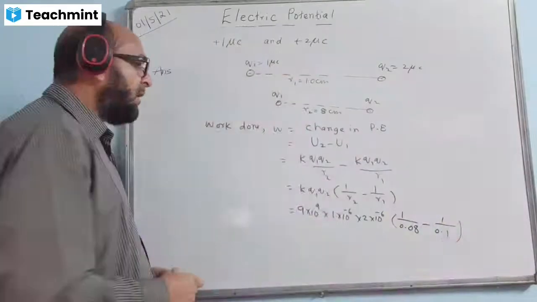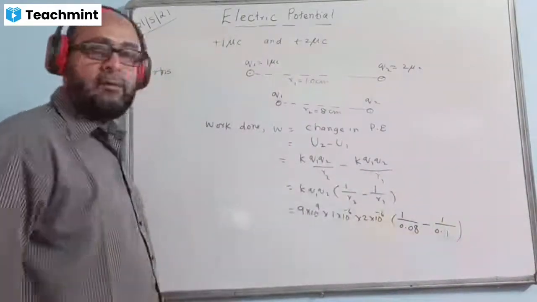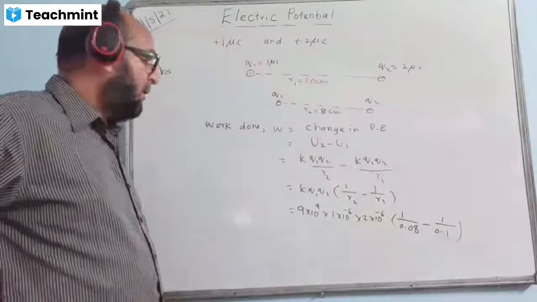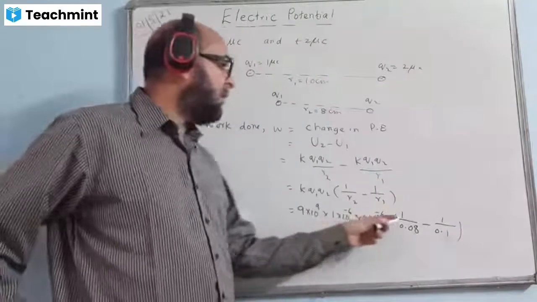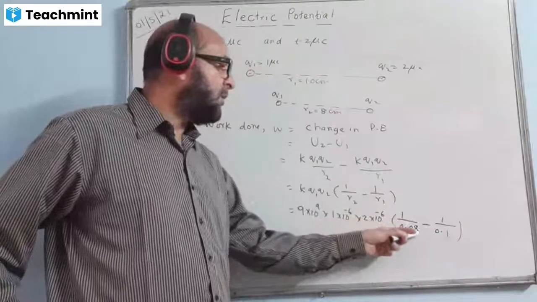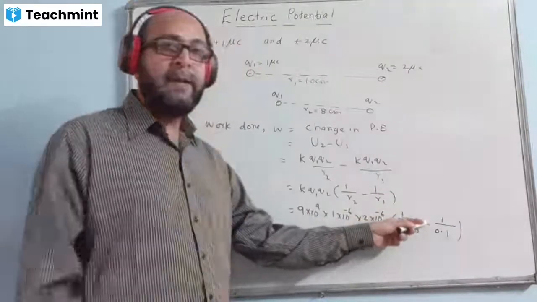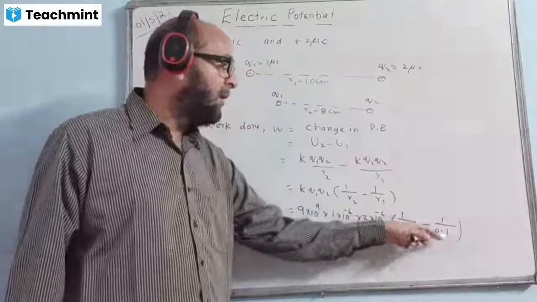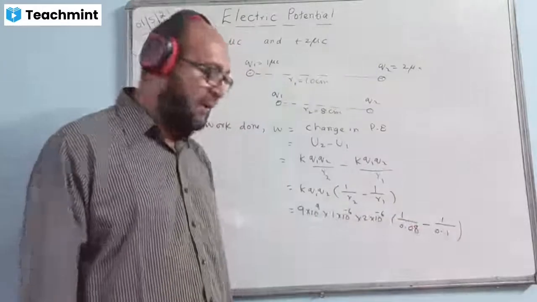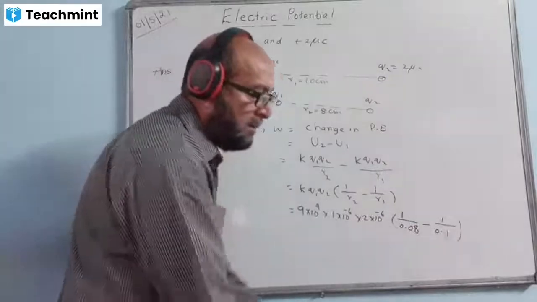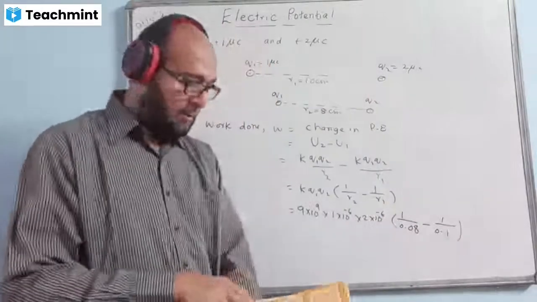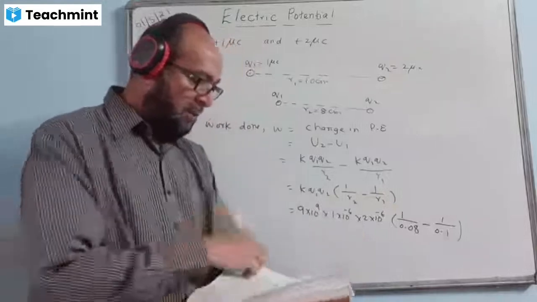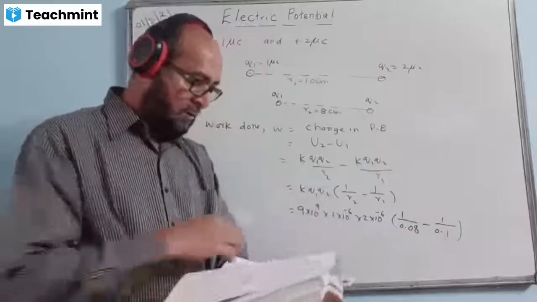Now we will use the calculator and calculate the entire value directly. You can type exactly the same thing within bracket: 1 by 0.08 minus, again you have to give a bracket in the calculator and write 1 by 0.1 within bracket, then close the bracket and find the answer. You see how much the answer is coming. Your answer should come this much.